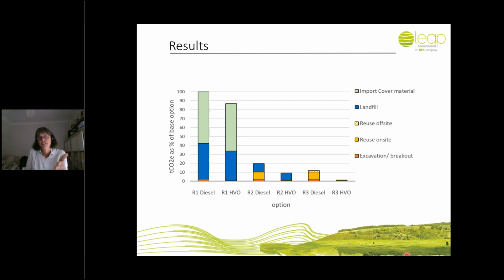And you can see this makes a massive difference. I don't have the big green block because I'm not importing anything, but it also massively changes the amount going to landfill because I'm reusing as much as I can on site. So suddenly option 2 is massively better than our worst case scenario, even with diesel. And in our third option, where we're using everything on site, if you use it with HVO fuel, that's mainly the only thing that's taking the carbon because it's nothing to do with materials.